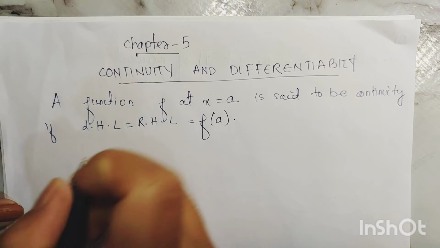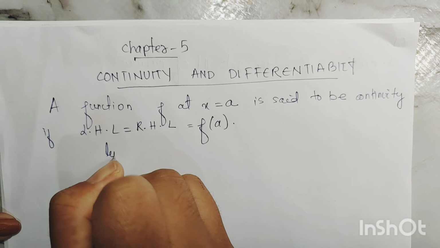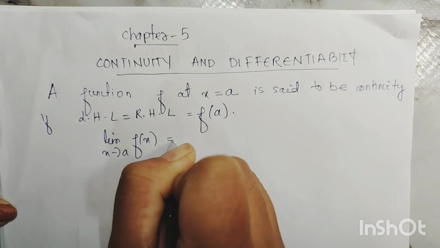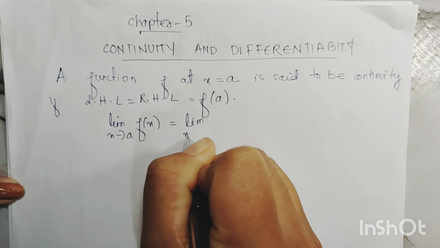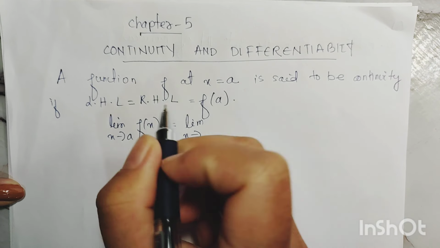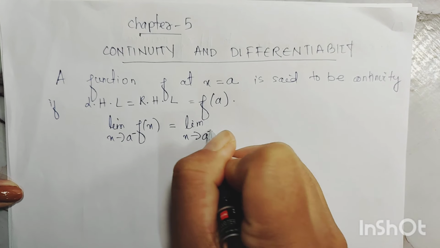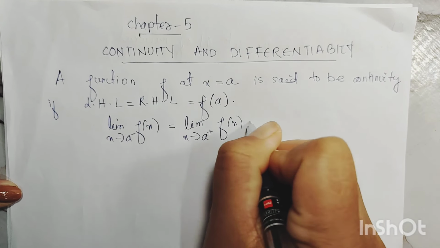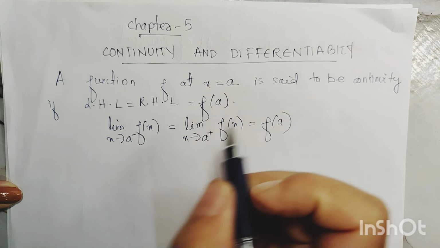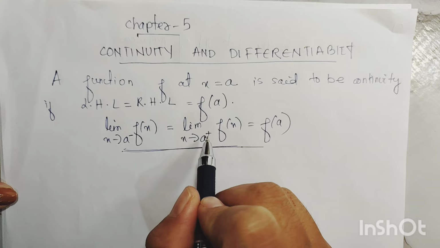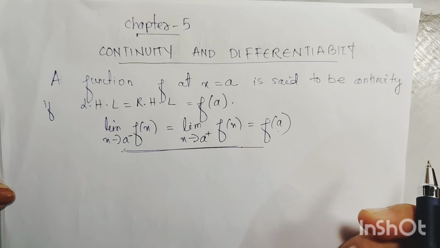The formula is: limit of x tending to a minus f of x, the left hand limit, equals limit of x tending to a plus f of x, the right hand limit, equals f of a. So the formula is left hand limit equals right hand limit equals the function value.